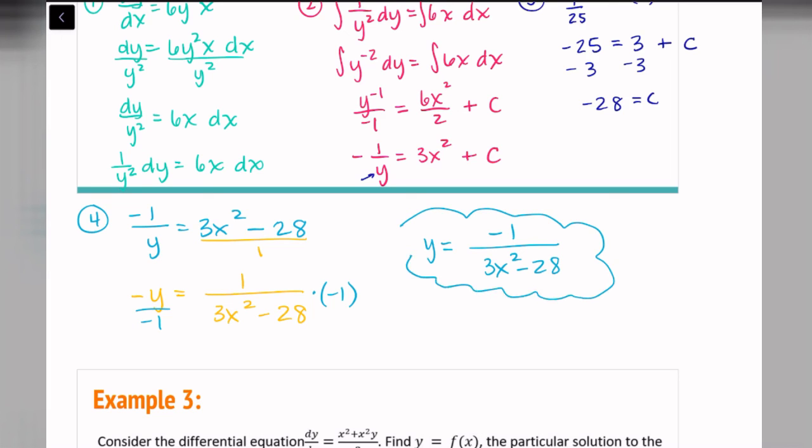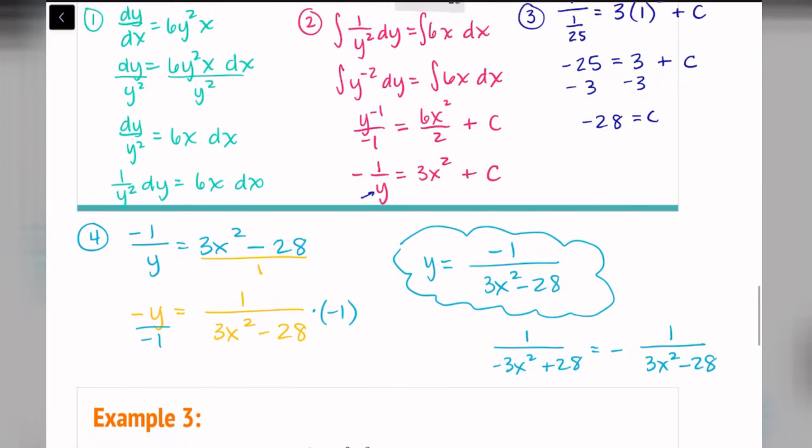Okay, now keep in mind there are some variations of this. If you had 1 over negative 3x squared plus 28, that is the exact same thing. I just moved that negative down to the denominator and distributed it. If I put the negative out in front, that's the same thing as well. Okay, so sometimes when you go to check, your answers might look a little bit different, but they can still be equivalent forms.